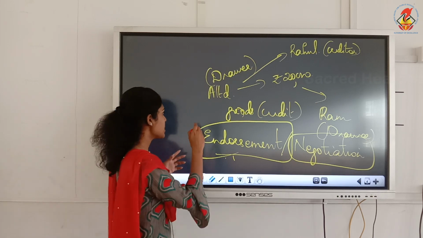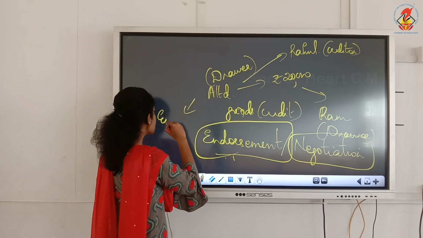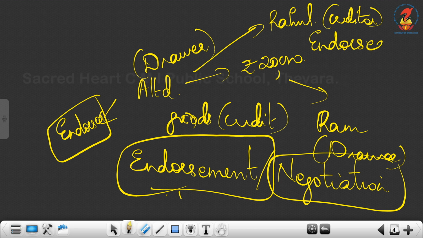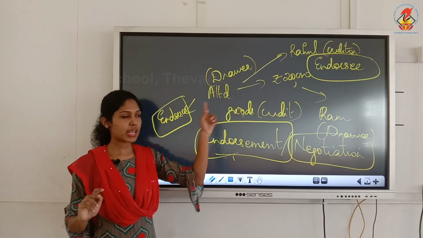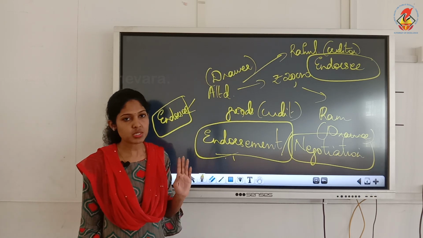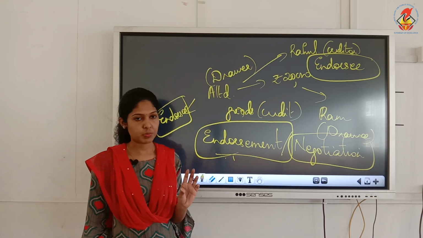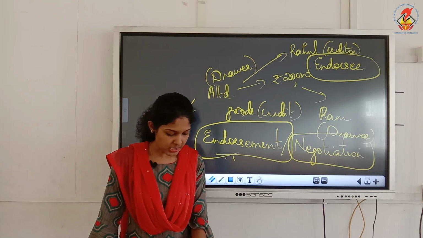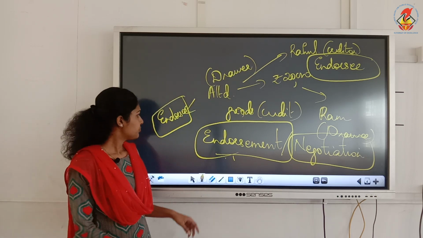And in this process, the person who transfers the bill is called endorser, and the person to whom the bill is transferred is called endorsee. Understood? So endorser and endorsee, these are the two new terms in this portion, endorsement. So now we'll write the entries, the basic entries.